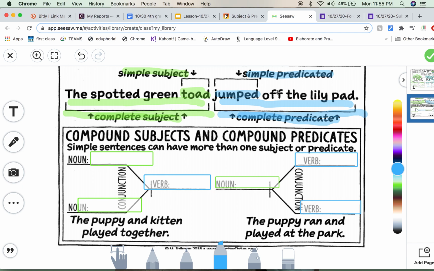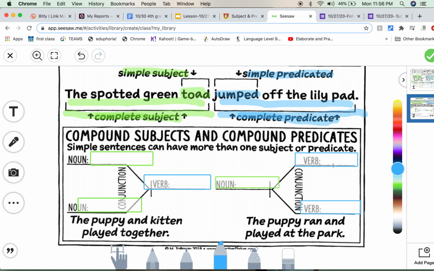So we have identified the simple subject, toad, the complete subject, the spotted green toad, all of the words in the subject. The simple predicate is jumped, that's an action, that's a verb. Jumped off the lily pad, the complete predicate, giving us more information. It's all of the words in the predicate.